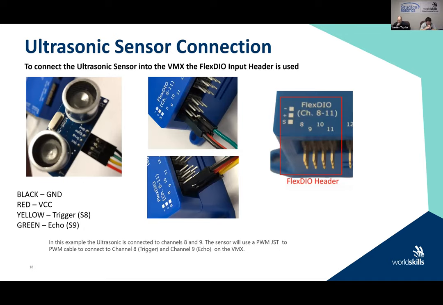Right. This is the wiring for this sensor for the example that we've got. This sensor is going to be wired to the Flex DIO. You'll notice that we're using two of the channels on the Flex DIO because we have the trigger pin, which in my case is yellow, on S8, and the echo, on S9. These are both on the S pin, or the signal pin.